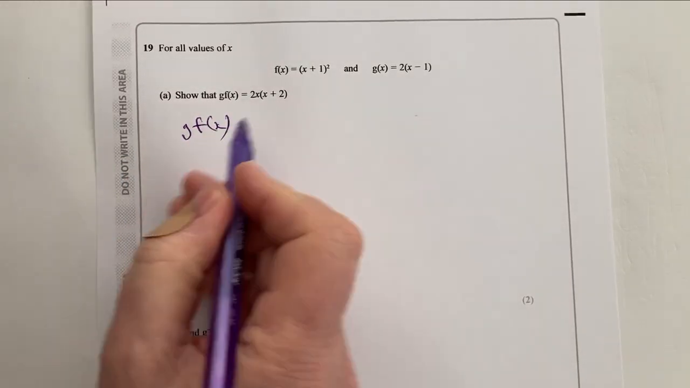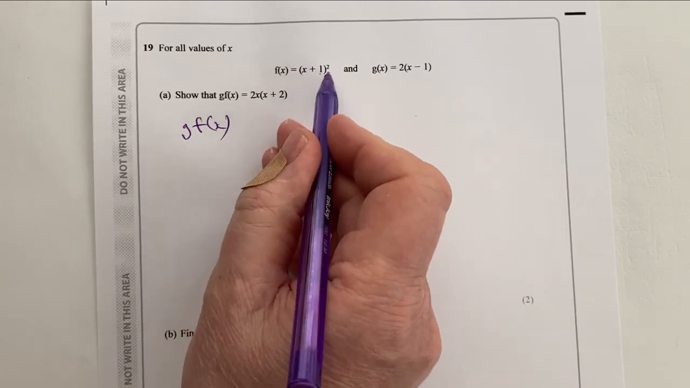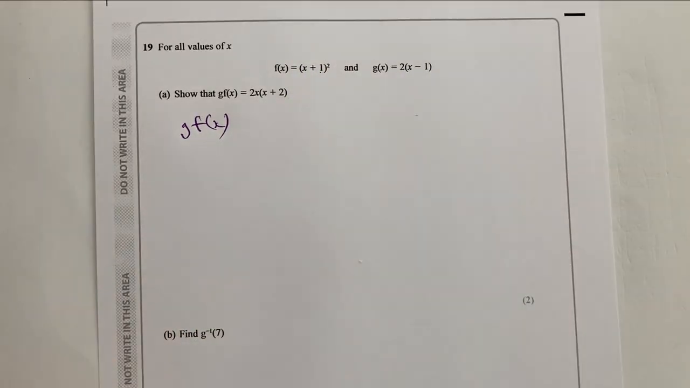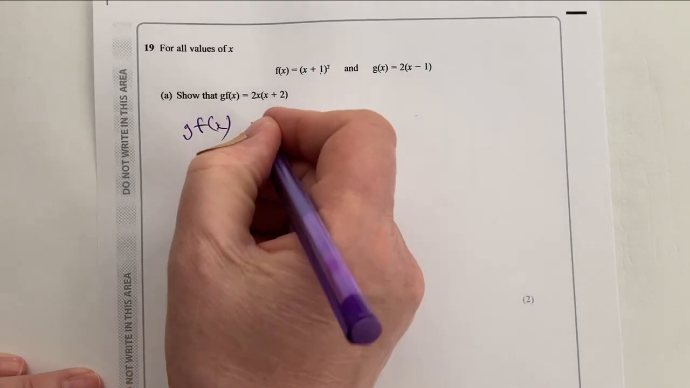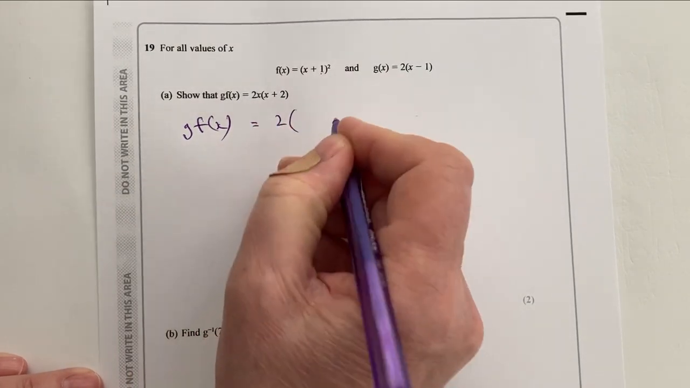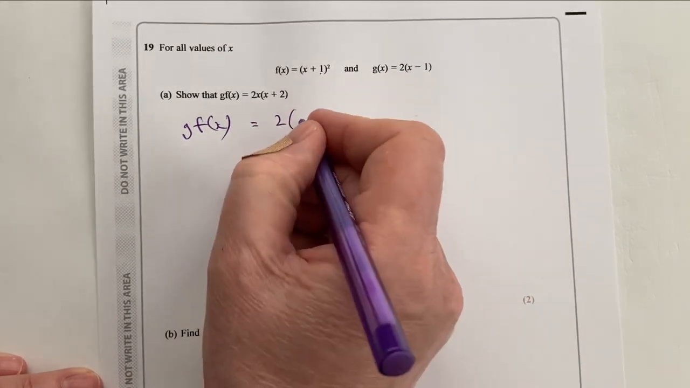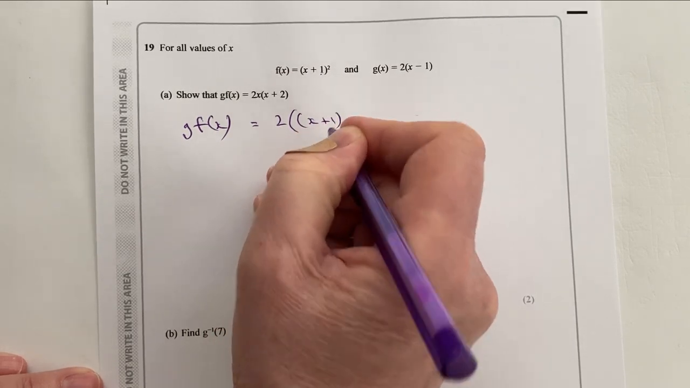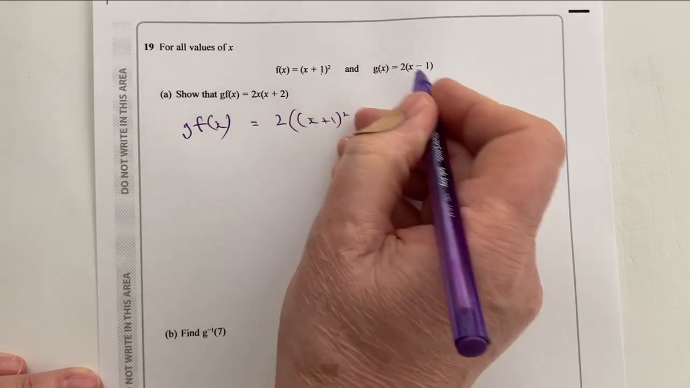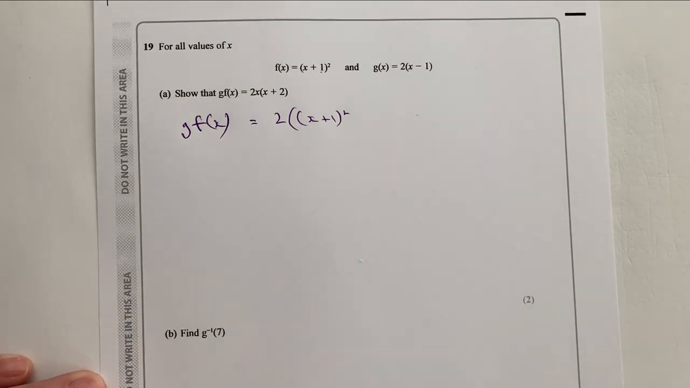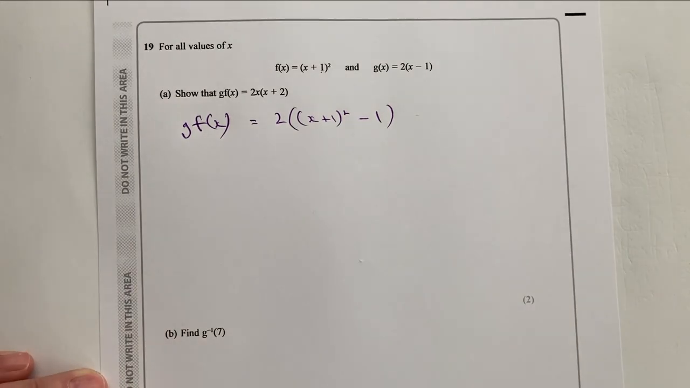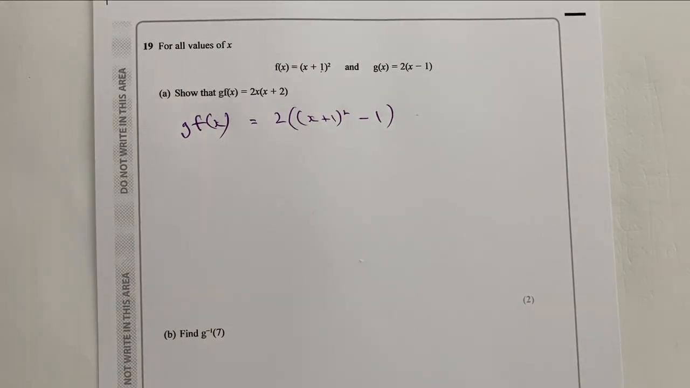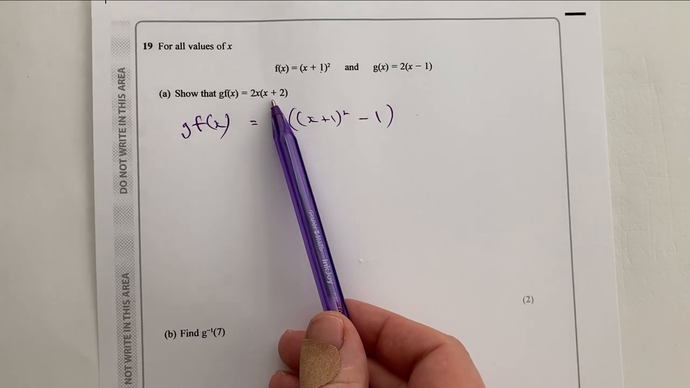we're actually taking the function f of x, which is this one, and we're plugging it into here. So rather than writing g of x as 2 brackets x minus 1, we're going to substitute this x for this value. So I'm going to write (x plus 1) squared, which is that, plugged into there, and then we've got minus 1, close brackets. And then really it's a case of just manipulating that so it looks like this.